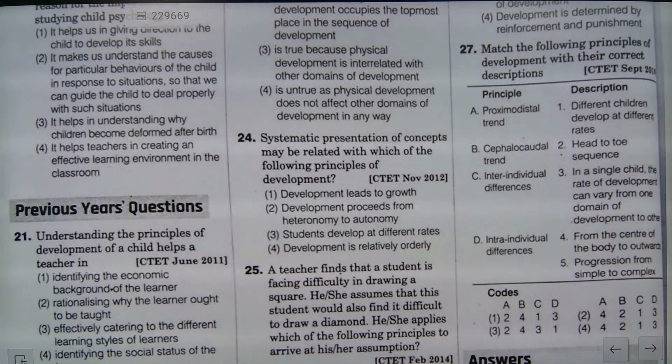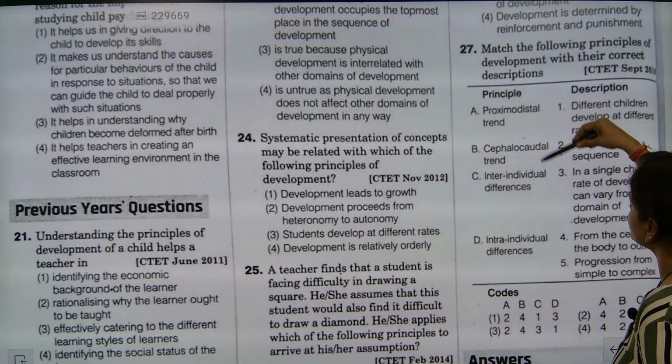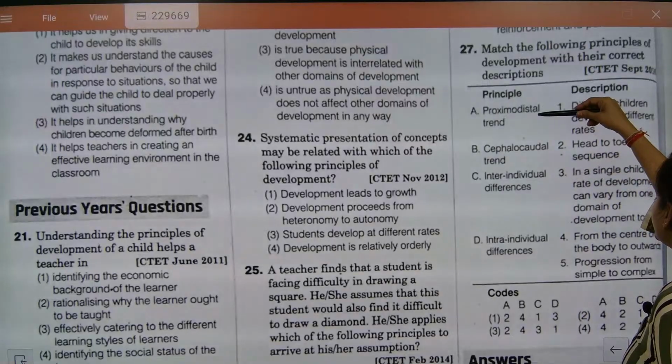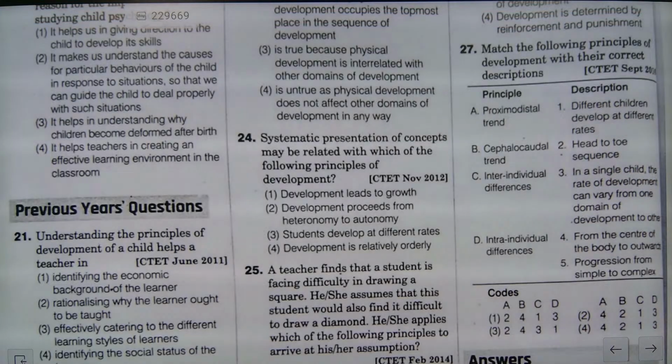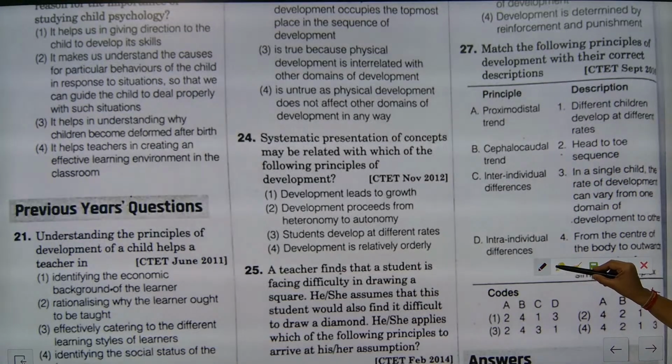Check this one. What will be A? Proximal tends to progress from simple to complex, from the center of the body to the outward. So proximal tends to go from the center of the body outward. Now second, cephalocaudal. Cephalocaudal is head to toe sequence. So wait, I'll do it. The answer will come automatically.